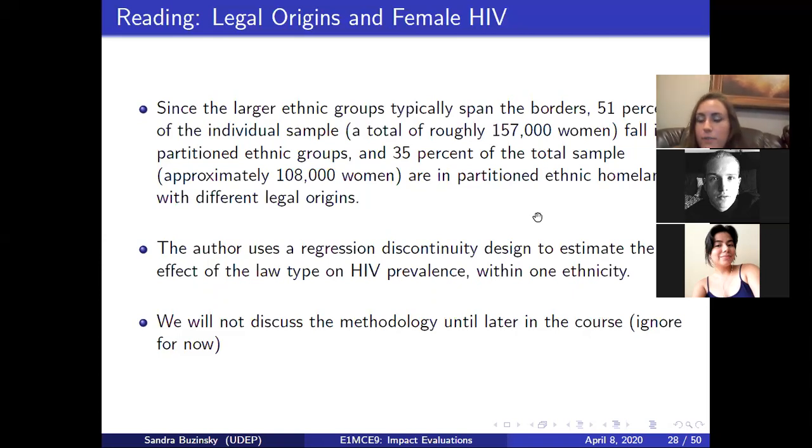And then she argues that when you look within one ethnic group, characteristics are going to be very similar. The only difference should be, on average, the legal system.